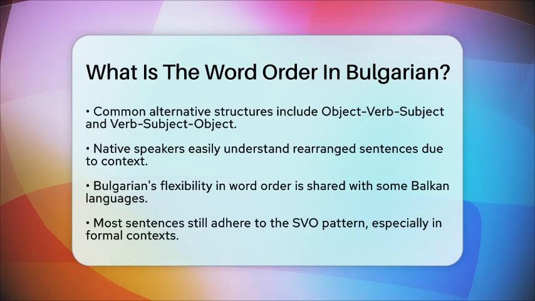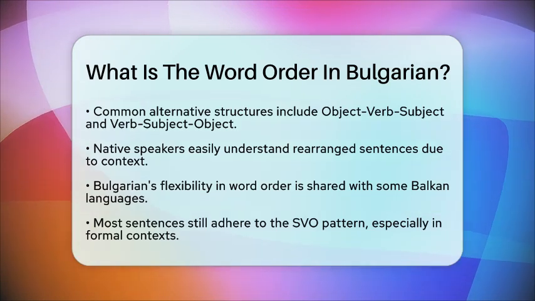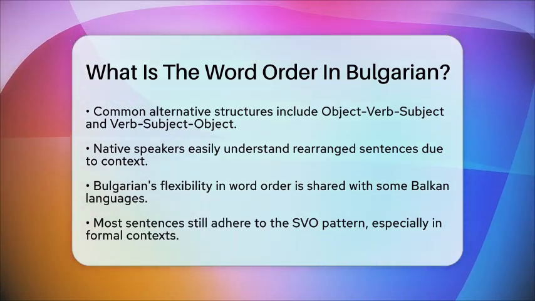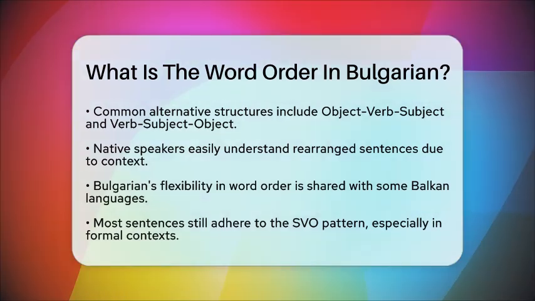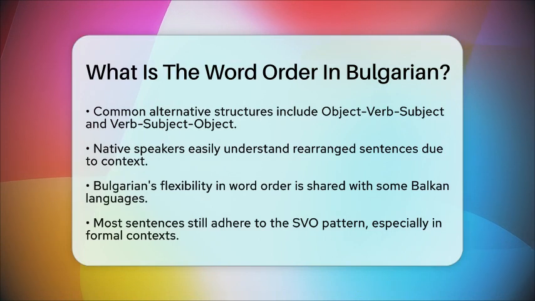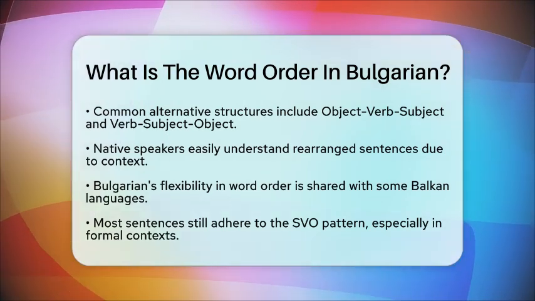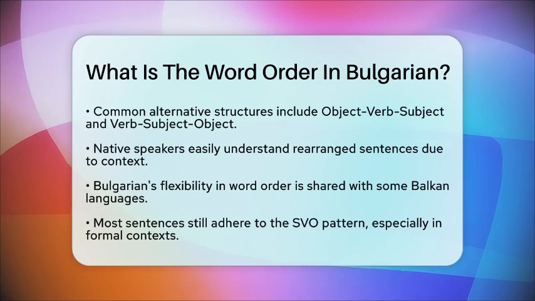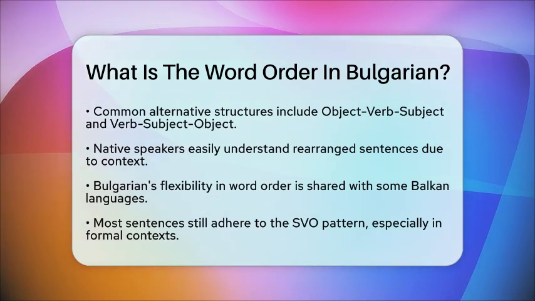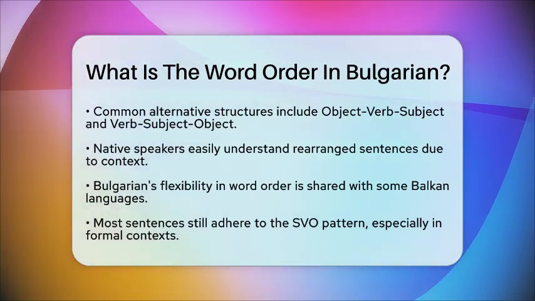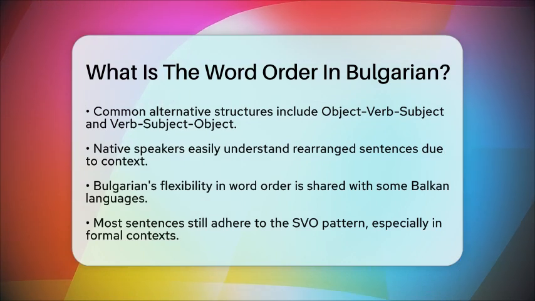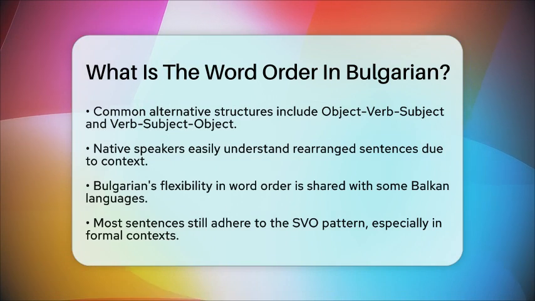However, it is essential to remember that most sentences still follow the SVO pattern, especially in formal writing or when clarity is necessary. To sum it up, the word order in Bulgarian is primarily subject-verb-object, but the language allows for a great deal of flexibility due to its limited noun cases and strong subject-verb agreement. This makes Bulgarian both approachable and expressive for speakers in Southeast Europe.